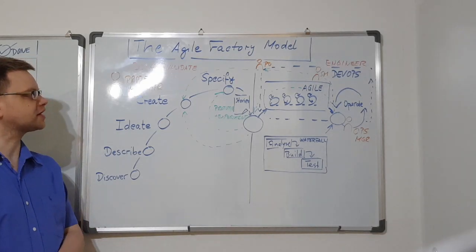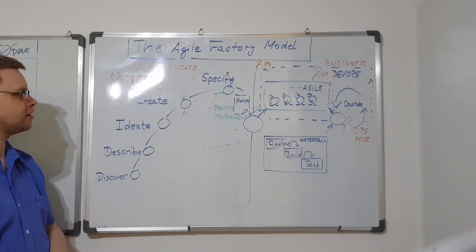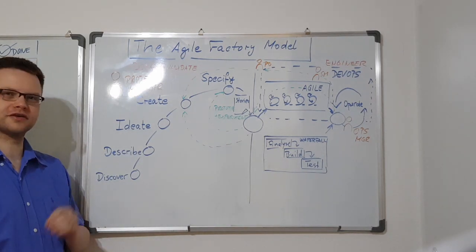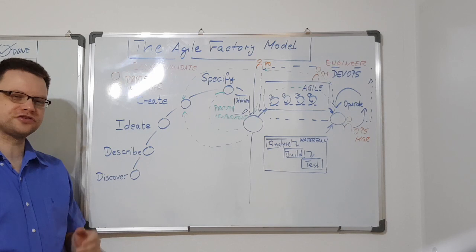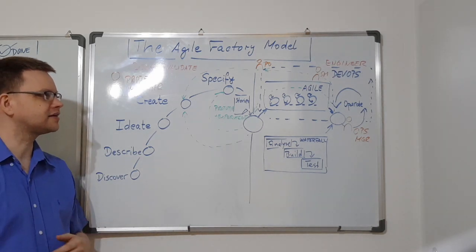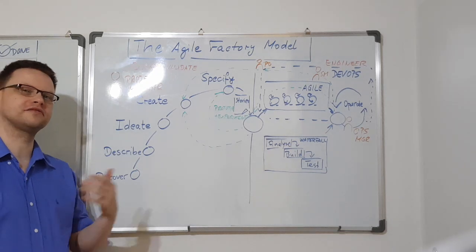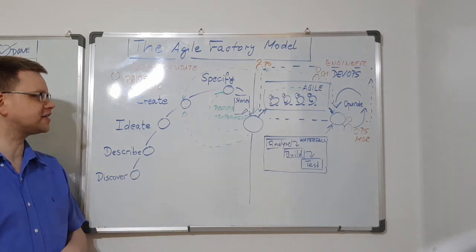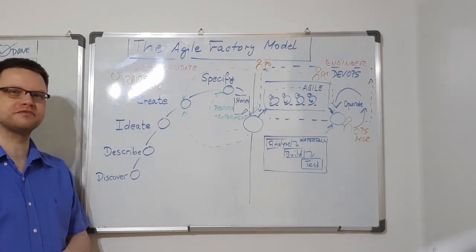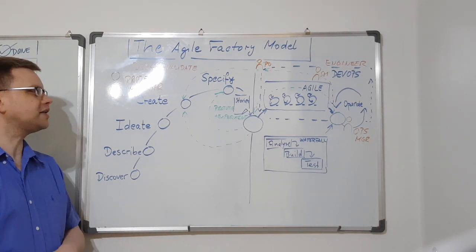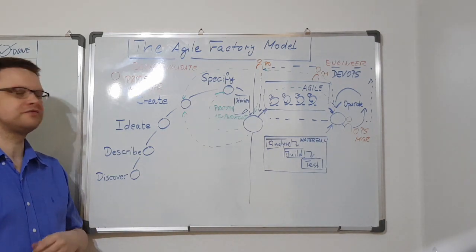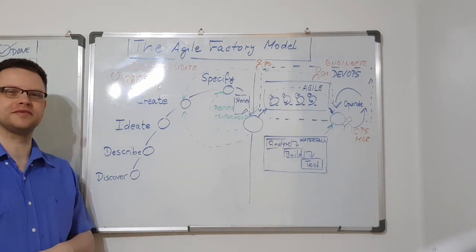Let's spend some more time to look at the Agile Factory model. Actually, I like this model a lot because it's a great model to show both the differences in mindset and ways of working between a traditional and an agile organization. And it also helps us to highlight which challenges we will be facing when we're trying to use a traditional approach with integrated agile elements.